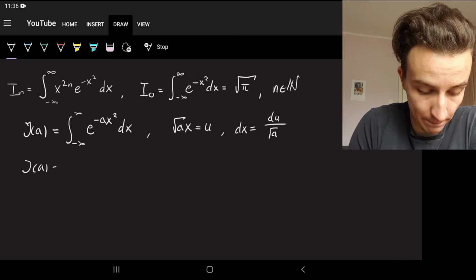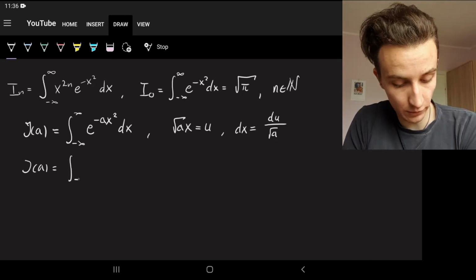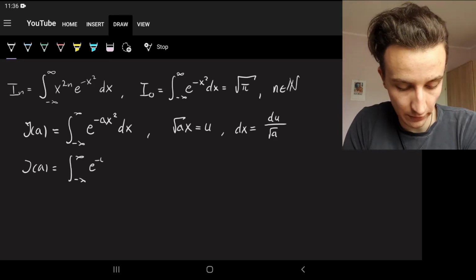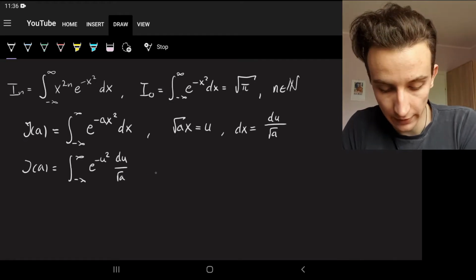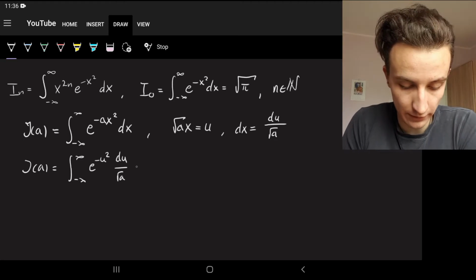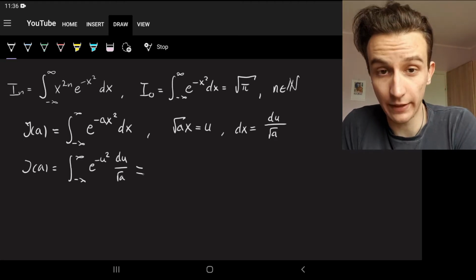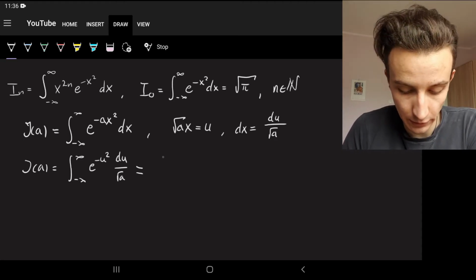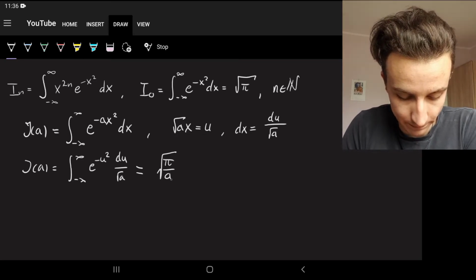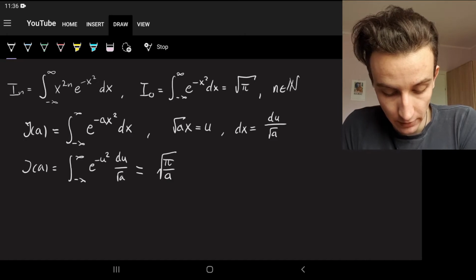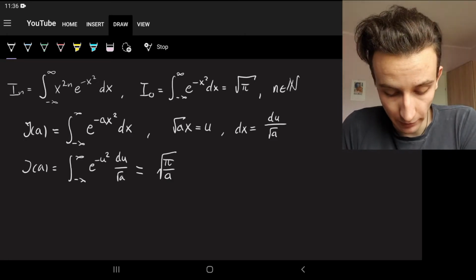Now, J of a is just going to be the integral from minus infinity to infinity, e to the minus u squared du over square root of a. And since the square root of a can go out in front, we notice that this thing inside is just our I0 integral, so the whole thing is just square root of pi over a. Okay, so J of a is nothing but square root of pi over a.